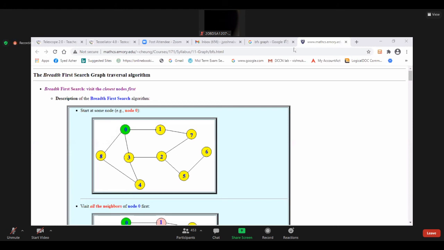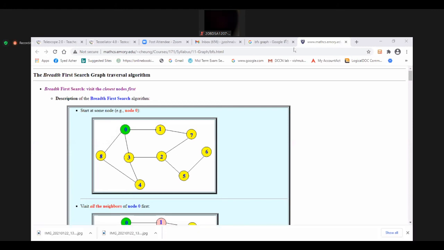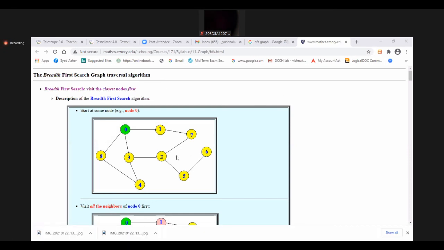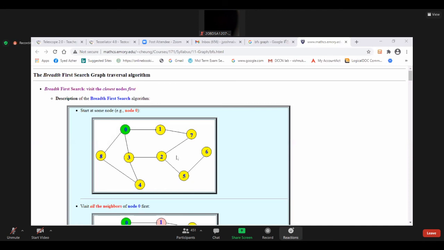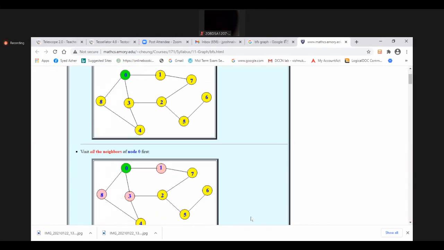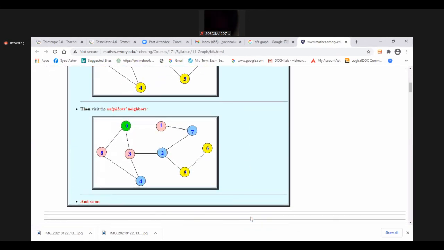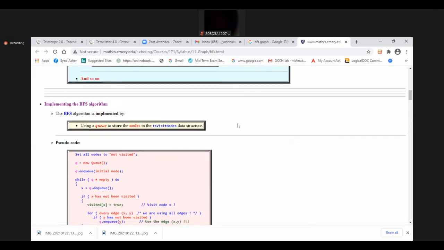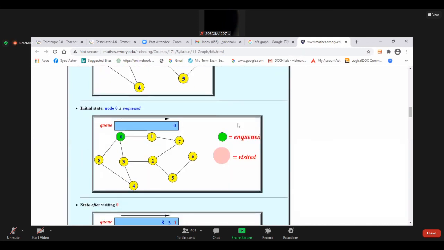Then after inserting 5 into the queue, which element should be deleted from the queue? 4. Why? Because previously we deleted 2. For 4, all are already visited. Then which item should be deleted from the queue? 5, then 6. So finally, the spanning tree will be shown here. This is complete, and so on. Did he derive the final spanning tree? Okay, we'll see.